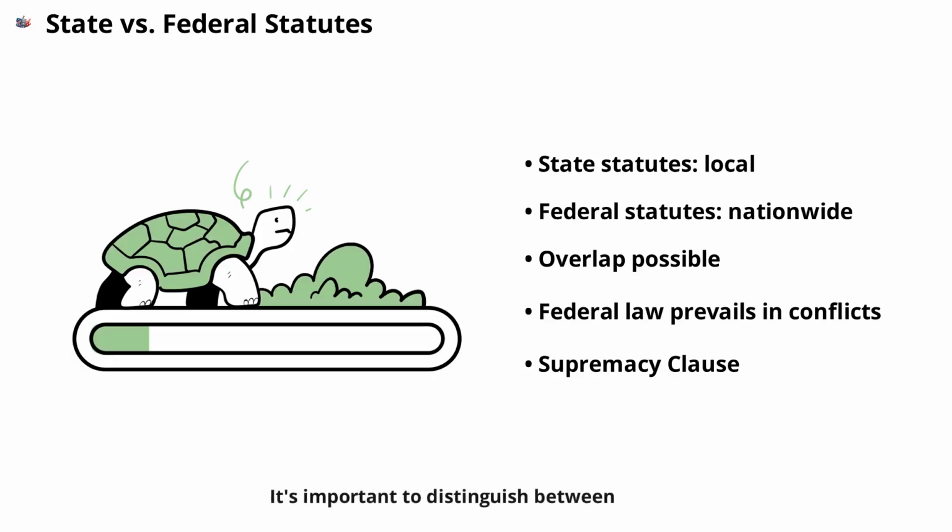It's important to distinguish between state statutes and federal statutes. While both are laws, they operate at different levels of government. State statutes apply only within the borders of a particular state and address issues specific to that state. Federal statutes, on the other hand, are enacted by Congress and apply across the entire country. Sometimes, state and federal laws may overlap, but in cases of conflict, federal law generally takes precedence due to the supremacy clause of the U.S. Constitution. Understanding this distinction helps clarify which laws apply in different situations.